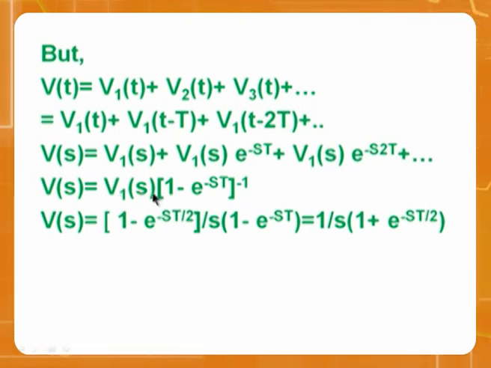If you take common 1 minus e power minus sT, that's like a binomial expansion. Therefore, if you substitute, v1 of s is (1 minus e power minus sT by 2) by s. That was the last answer. That answer you put along with 1 by (1 minus e power minus sT). Can you observe one thing? How did we achieve this one? In most objective examinations, they are not giving this answer. They are giving this other answer.